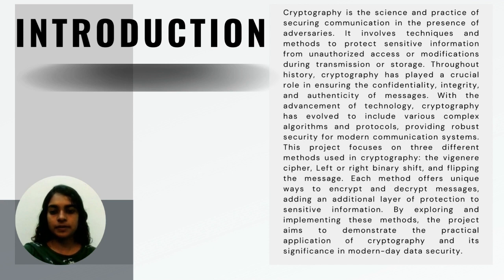For the introduction, cryptography secures communication and protects sensitive information from unauthorized access. This project explores three methods, which are Vigenere cipher, binary shift, and message flipping. These methods add layers of encryption, ensuring confidentiality and integrity. By demonstrating their practical application, this project highlights the significance of cryptography in modern data security.